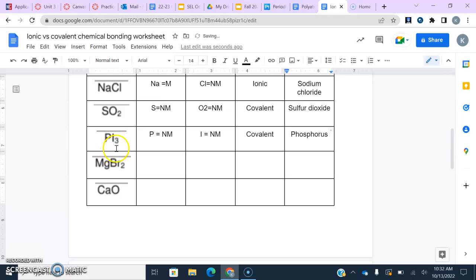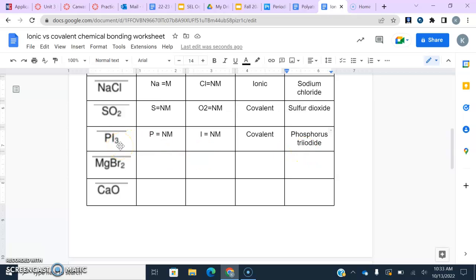And then there are 3 iodine, so we have to find the prefix that goes with 3, which is tri. And just like with our ionic bonds, we're going to change the ending of the second element. This is iodine, so it would normally be just iodine, but because we're changing it, it's going to become iodide. So we're just going to change it to triiodide. So phosphorus triiodide. The tri lets us know there's a 3 there.